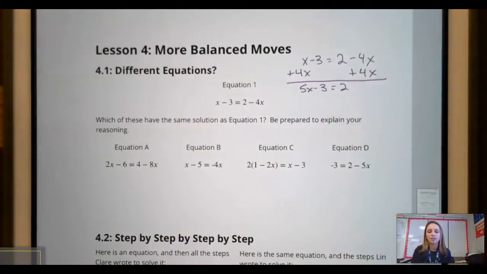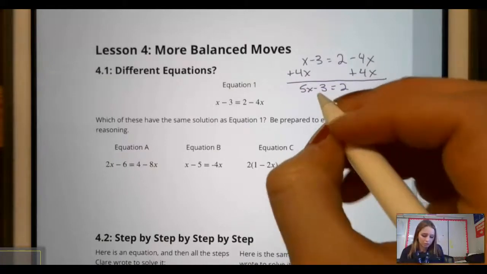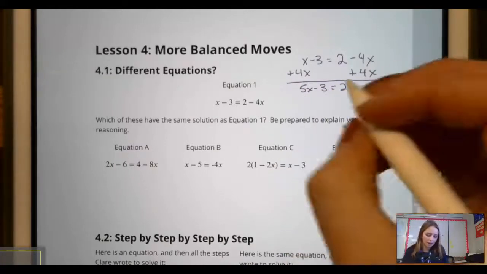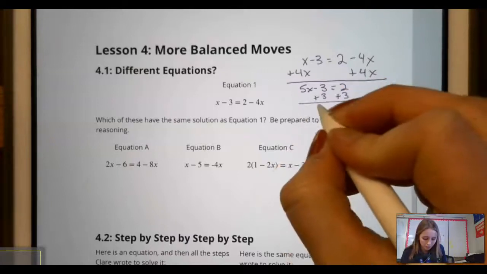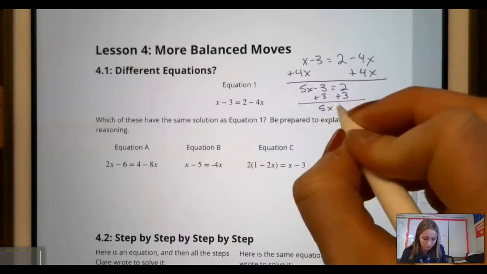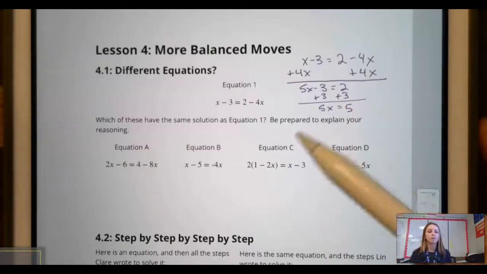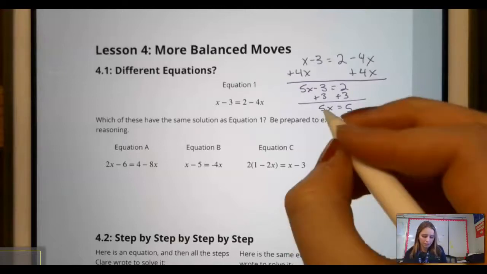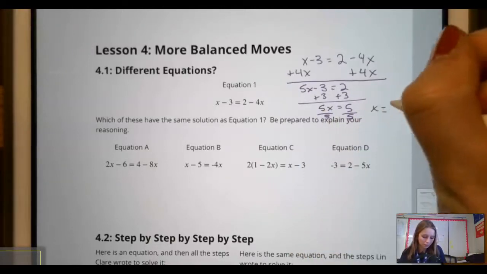Now this looks like a two-step equation. So we need to undo that subtraction by adding. So I'm going to add 3 to both sides. And I end up with 5x equals 5. Lastly, we need to undo this multiplication here. So I'm going to divide by 5 on both sides, and x equals 1.